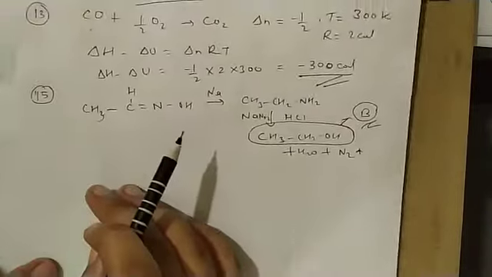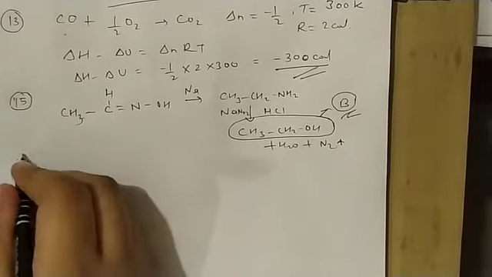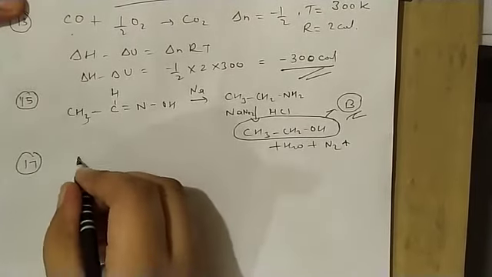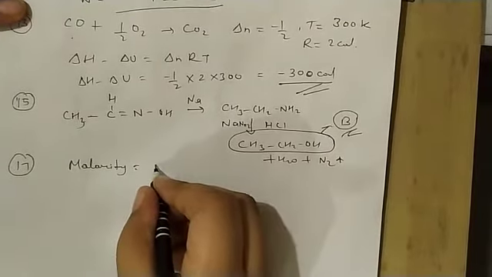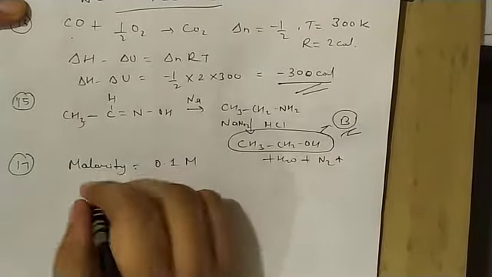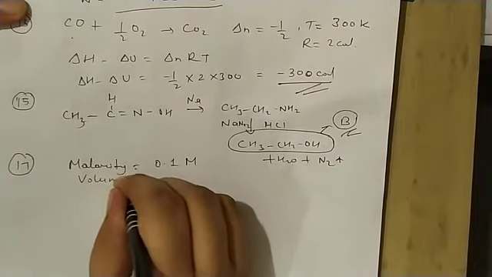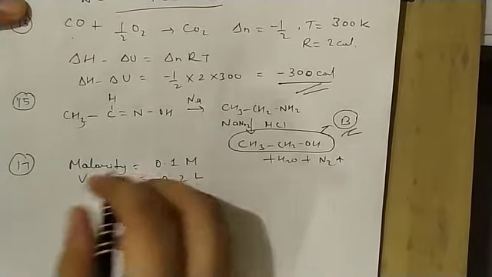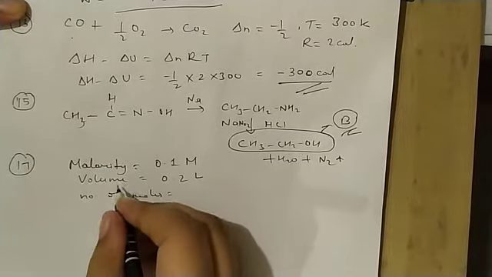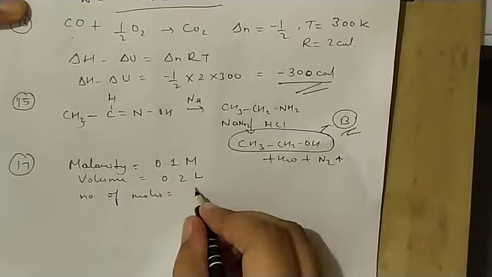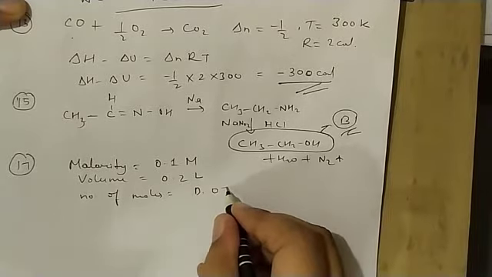Let us see. Here we go to solve question number 17. Molarity given in the question is 0.1 mole, and volume given is 0.2 liter. Number of moles will be equal to molarity into volume, so the number of moles will be 0.02.